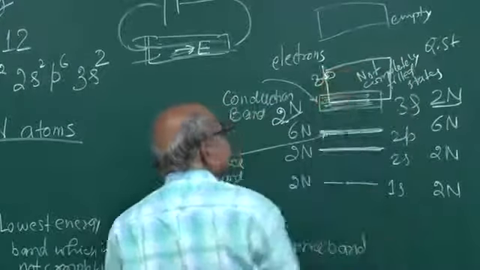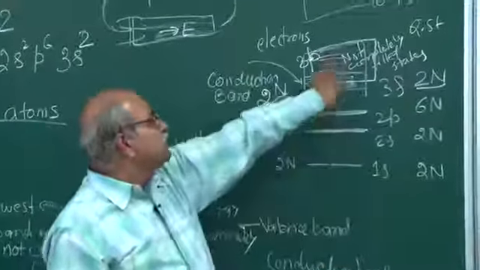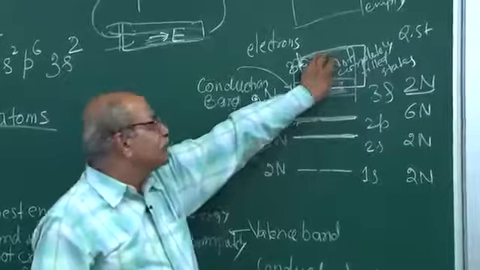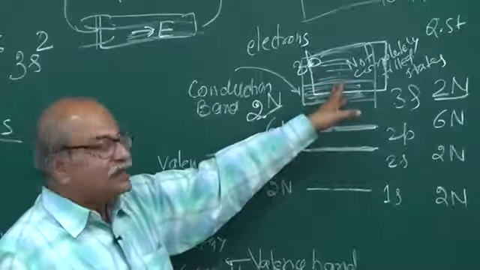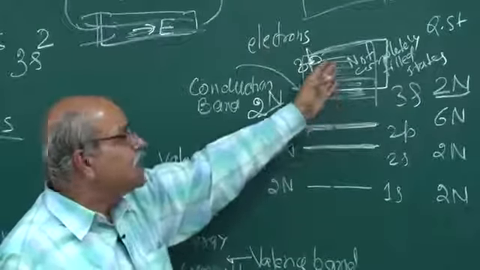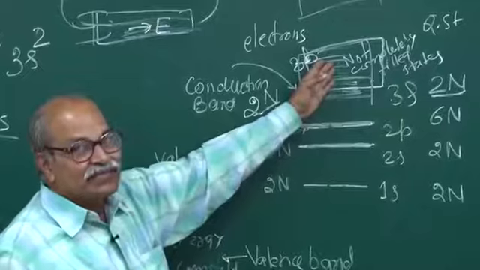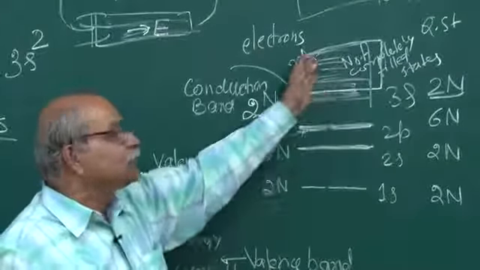So that means 3s and 3p are overlapping, and you have a single band. So you have a large number of quantum states. You have so many empty quantum states, and therefore those 2n electrons which are there can take up energy from the electric field and populate those empty quantum states. You don't need large energy to go to this band.